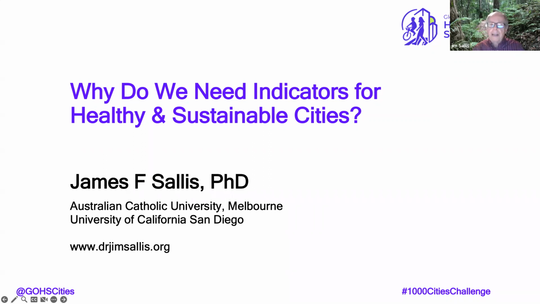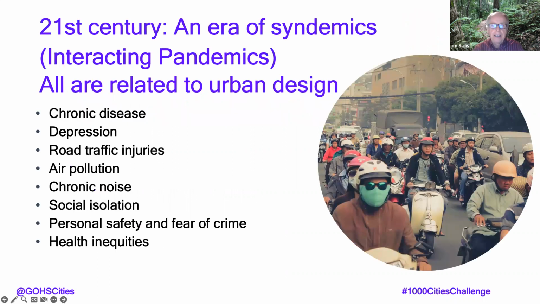So I just want to give a brief rationale about why we need indicators for healthy and sustainable cities. I'm going to start with the 2016 Lancet series that Billy Giles Courteye organized that included a set of literature reviews linking the design of cities, urban design, with all of these health outcomes that are listed here. And many of them are related to motorized transportation, but not all of them.